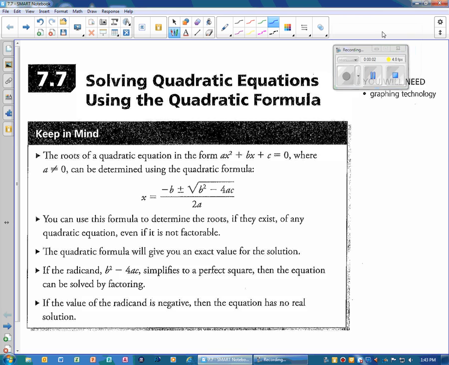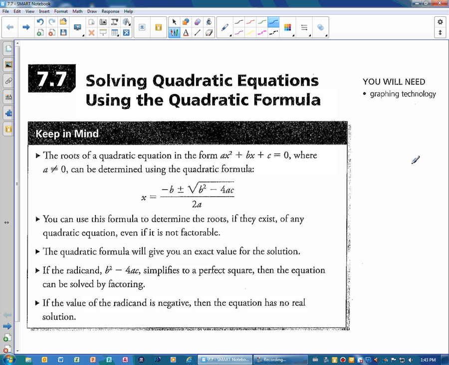Okay, this last section that we're going to cover in Chapter 7 is solving quadratic equations using the quadratic formula. So what happens if your equation is so ugly that you can't factor it? How are you going to solve it? And that's what the quadratic formula is. So if you have been in Physics 11, you already know what the quadratic formula is, and this will be a nice easy lesson for you.